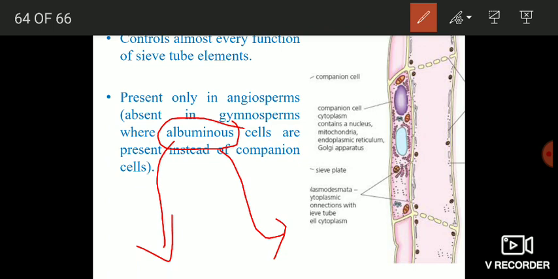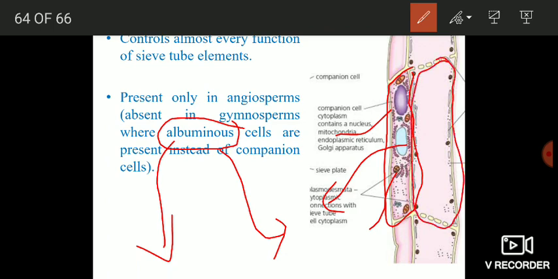Here you can see this is the companion cell. It possesses all its cellular organelles. It possesses nucleus, endoplasmic reticulum, mitochondria, all other cellular organelles, and it is associated with this sieve tube element. And the wall between the sieve tube element and this companion cell possesses a large number of plasmodesmata to allow the movement of substances between these two cell types.